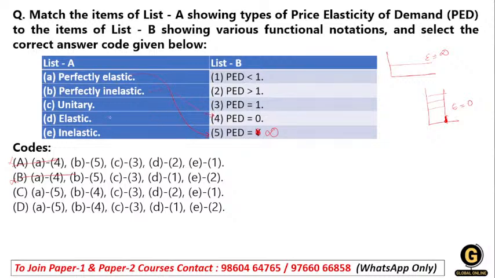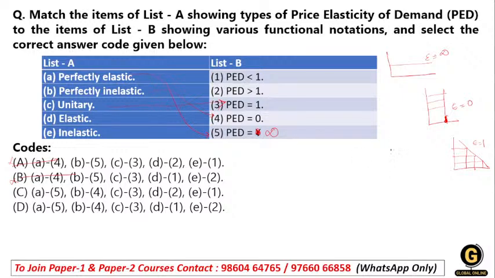Then unitary elastic, you can easily match unitary elastic with 1. Unitary elasticity is where your elasticity is equal to 1. That means if you increase your price by 10, your quantity also increases by 10. If you decrease your price by 10, quantity also decreases by 10. So that means your E is equal to 1. That is unitary elasticity.